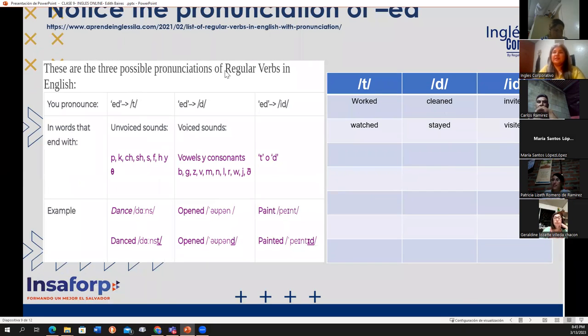Okay, there are three possible pronunciation of regular verbs in English. You pronounce ed like t, ed like d, and ed like ed. Okay, aquí tenemos las letras con las que terminan los verbos que llevan la pronunciación en t. Okay, on voice sounds. Por ejemplo, los que terminan con P, K, Sh, S, F, H, y en ese otro sonido que es como una F fuerte. Se va, la terminación sería la pronunciación en T.